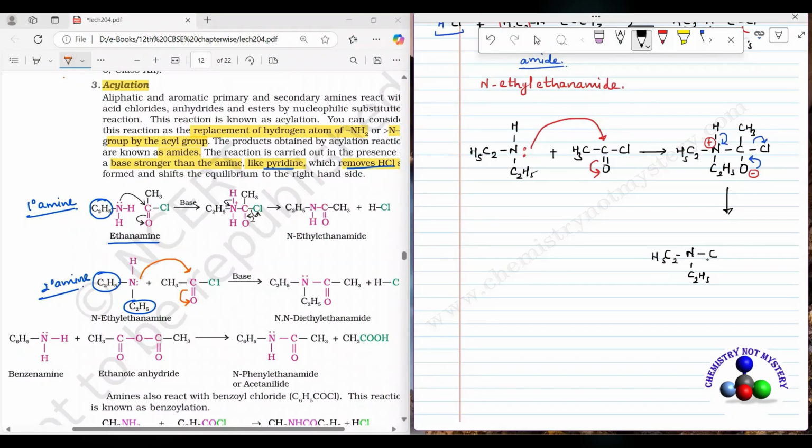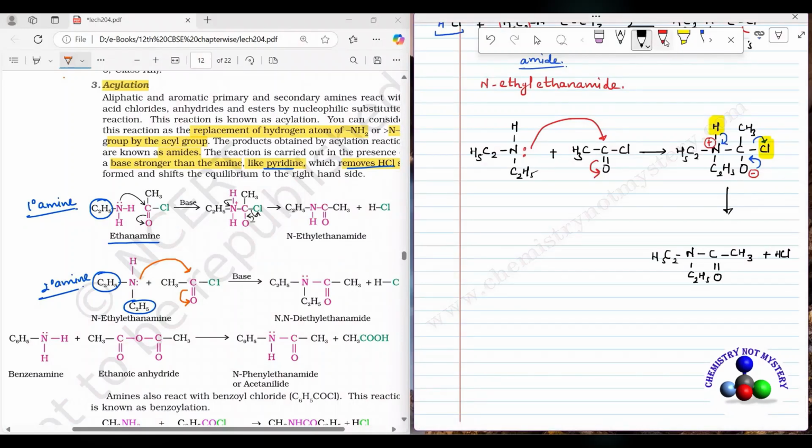This is carbon. Here it has made double bond with the oxygen, and as Cl left the molecule in the form of Cl negative ion, here it will get attached with CH3. In the same step, H plus is removed and Cl is removed in the form of Cl negative ion. So here you will get HCl.